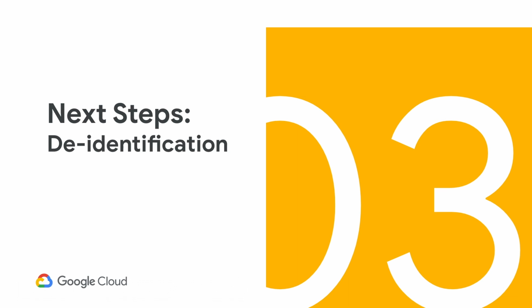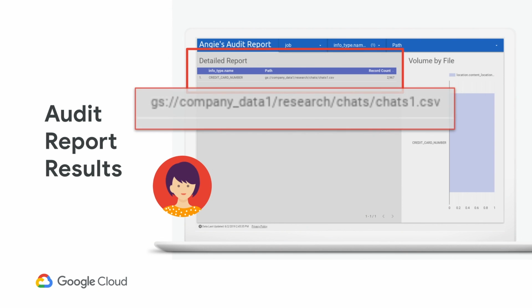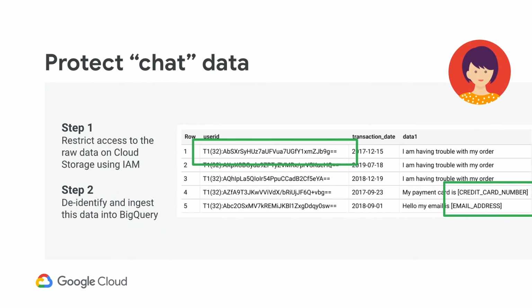Great. So again, the next steps here are we found some sensitive information, and we want to figure out how to reduce the risk of that data being in our system. When we ran that audit report, one of the things we found was this folder that looks like it contains a lot of our chat logs. Those chat logs have some credit card numbers, social security numbers, and some other sensitive data in them. So what we really want to do is take action from that audit report and try to remediate this. We want to protect that chat data, but also make sure that our data analysts can use it.